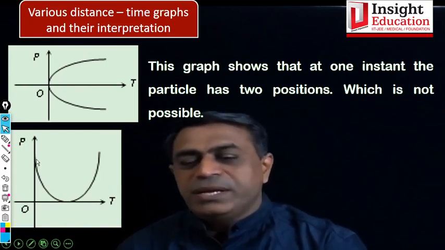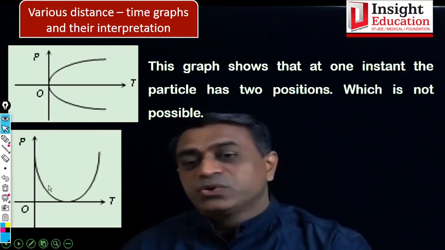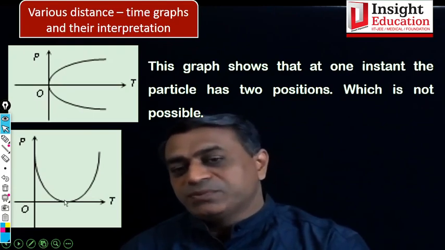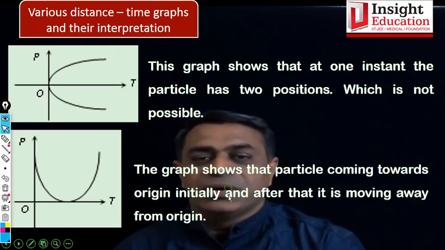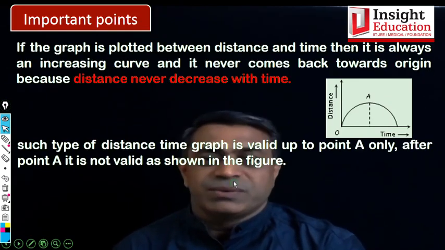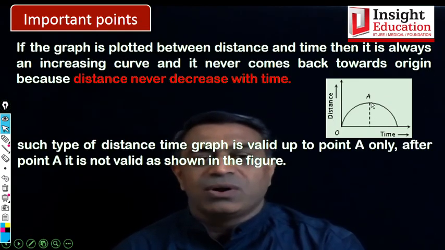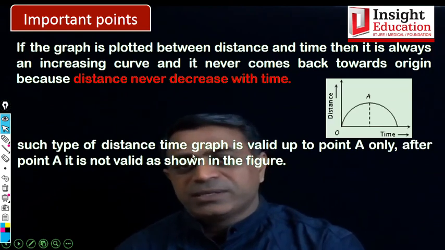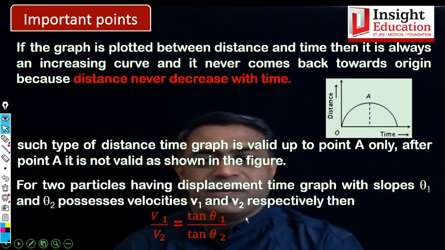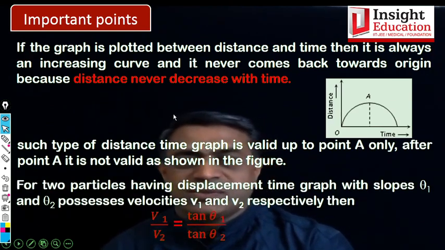Here, initially the object moves towards the origin, then it moves away from the origin. Again, this is a time-distance graph, and distance is always positive. So portion 0 to A is possible, but from A onwards this graph is not possible because distance is always increasing, not decreasing. Up to this we have discussed.